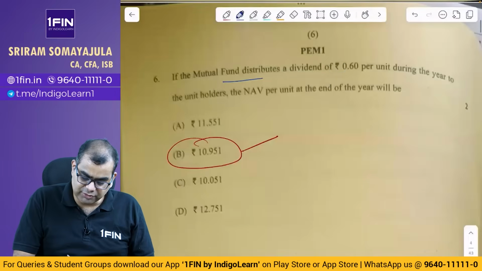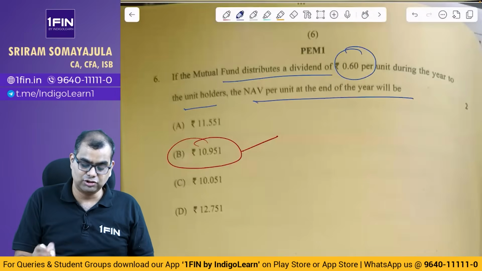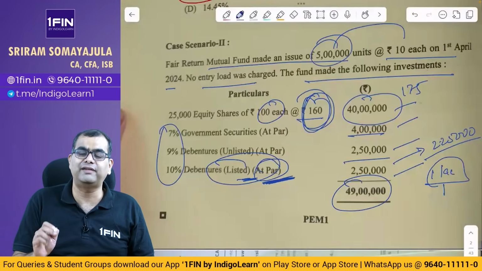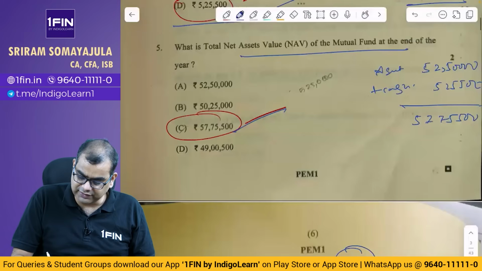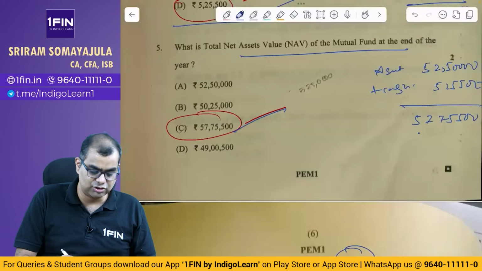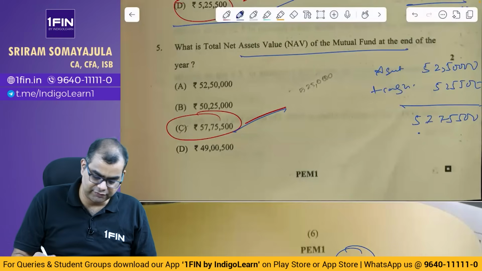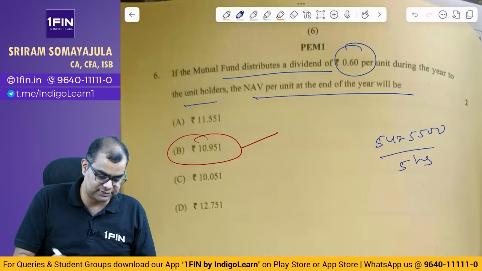Then the fund distributes a dividend of 0.6 per unit in the year to unit holders. NAV will be what? So how many units are there? We have here 5 lakh units. 5 lakh into 0.6 is 3 lakhs. So if you are going to distribute 3 lakhs, what is the value of the assets here? 57 lakh 75,500. So minus 3 lakh will give you 54 lakh 75,500. That you divide by 5 lakhs.